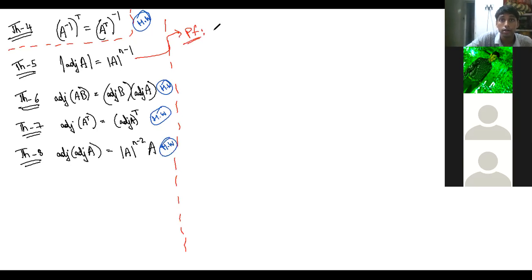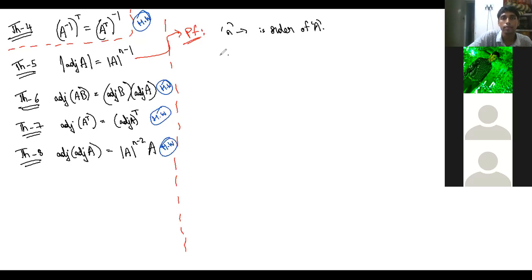So fifth one is a little confusing to many students, and many questions are asked on this theme, right? So the fifth one is telling the determinant of the adjoint matrix is determinant of A power n minus 1. What is n here? Any guesses? Sir, the order. Yeah, very good. N is the order of A. So how do we prove this?